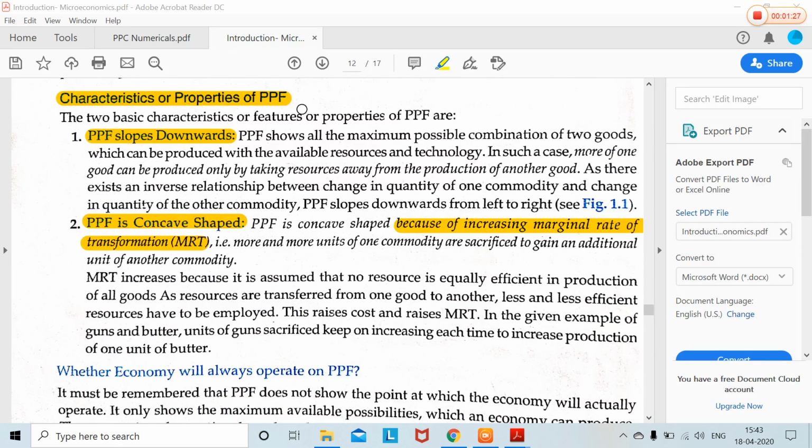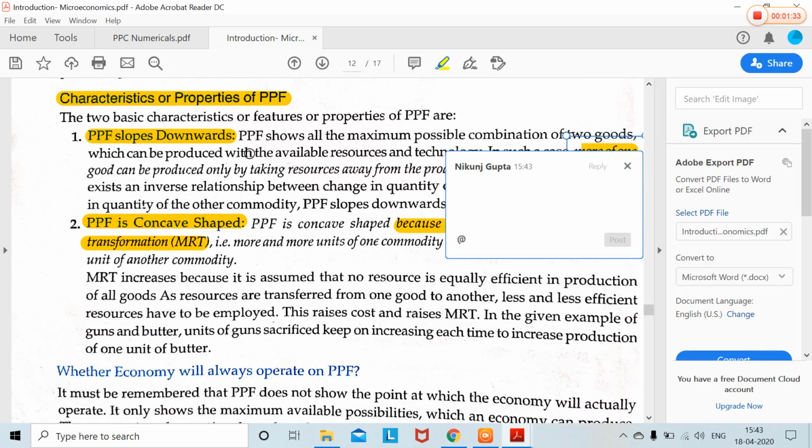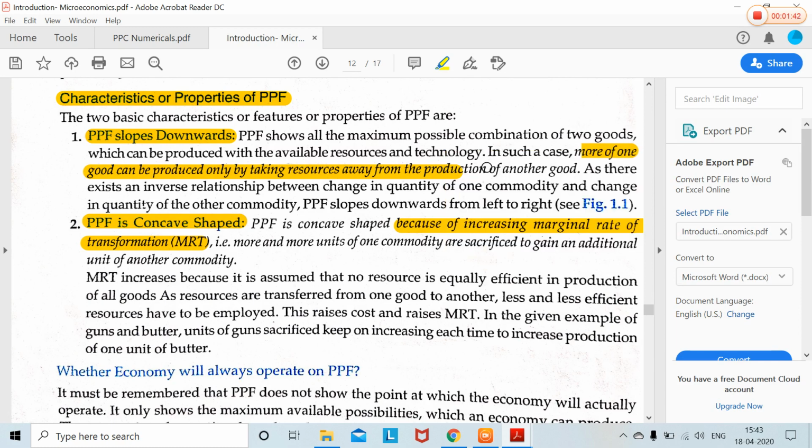Therefore, PPC also slopes downwards because on one axis we take the production of good X, and on the other axis we take the production of good Y. If we want to have more of one good, that can be produced only by taking resources away from the production of the other good. So that is why PPC is downward sloping, because more of X you can only produce if you reduce the production of Y.